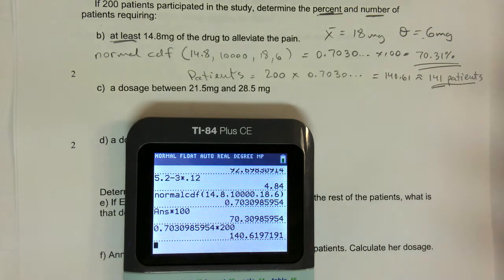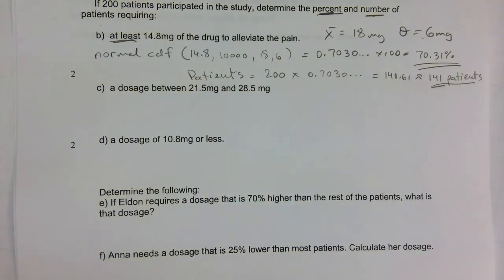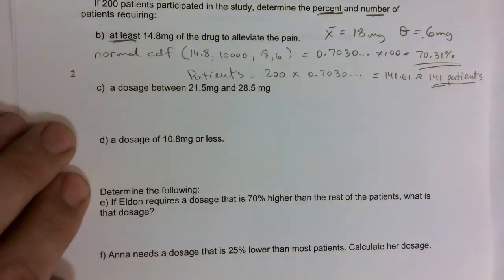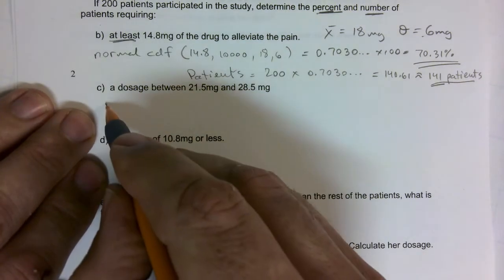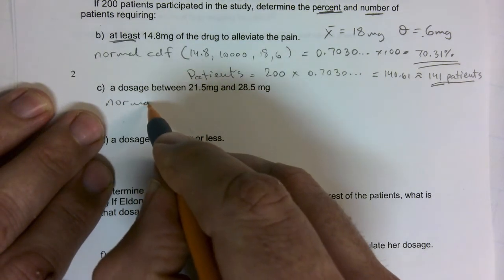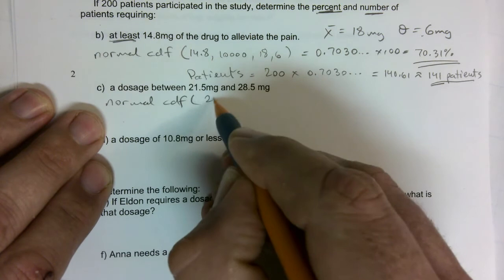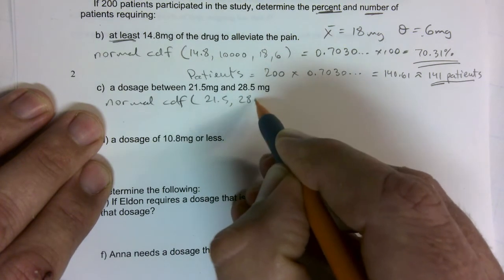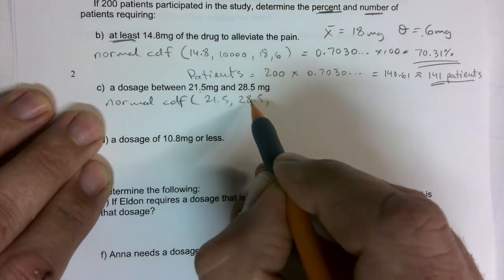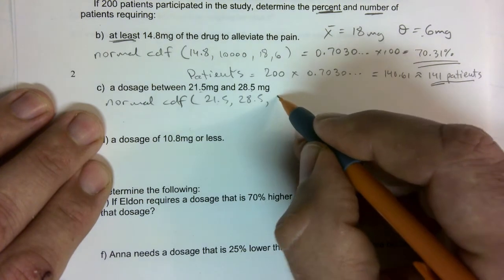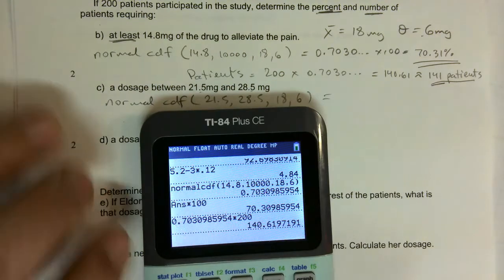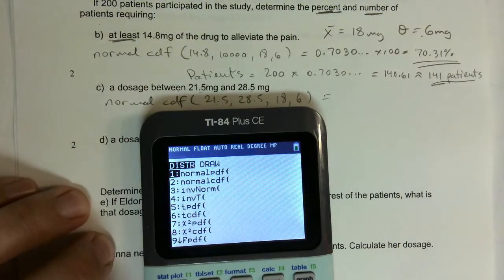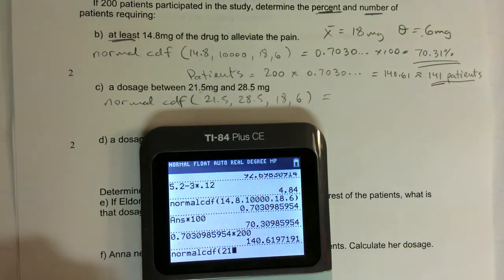And so forth. I'm going to just do this real quick, but this would be normal CDF 21.5 to 28.5. There's an upper and a lower, and then the mean is 18, the standard deviation is 6. I will quickly type this in.